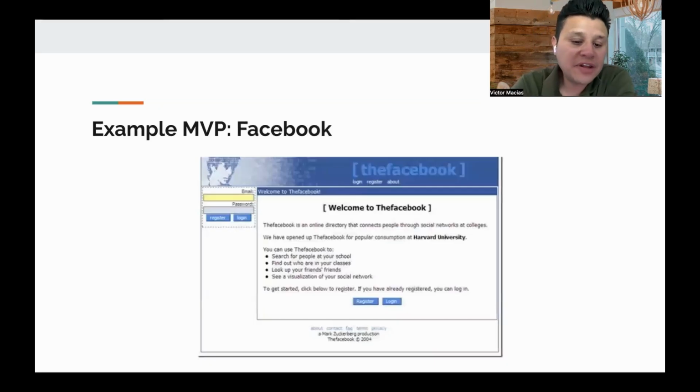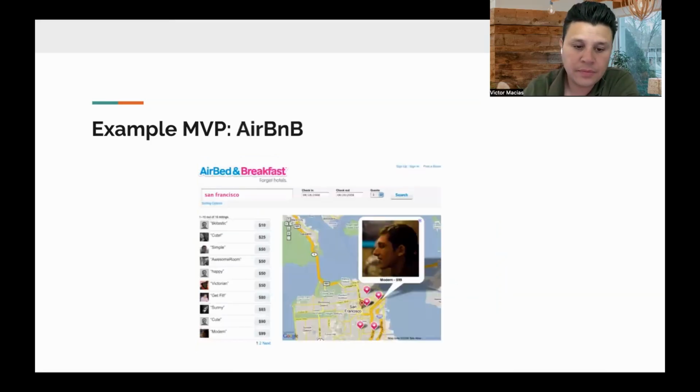This is an example of Facebook's MVP. It was called The Facebook. And at first, they were testing it only with university students. So this is the Harvard University one. Then they expanded it and they grew, but it was very simple.